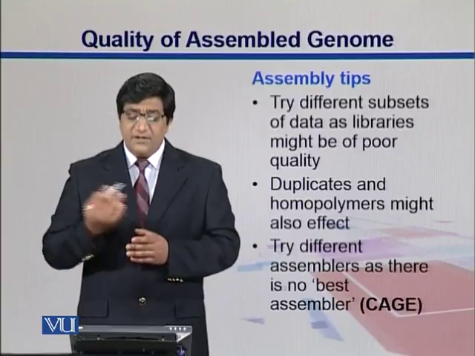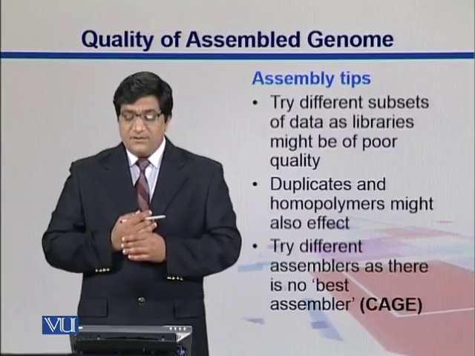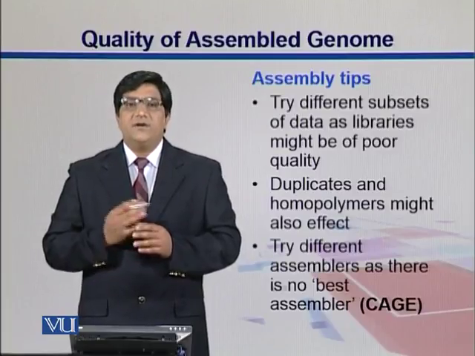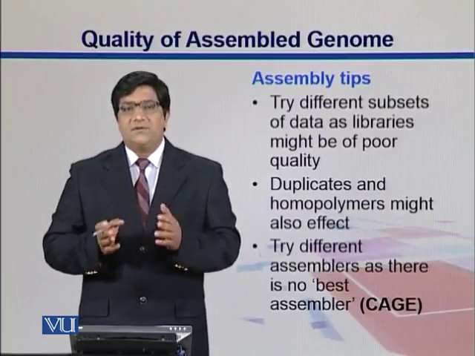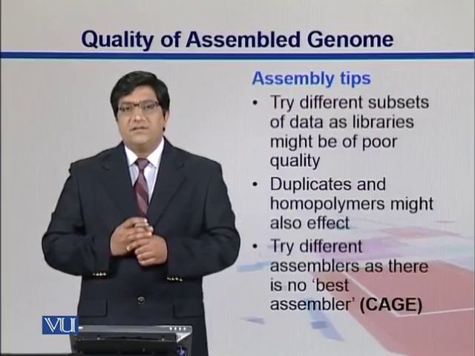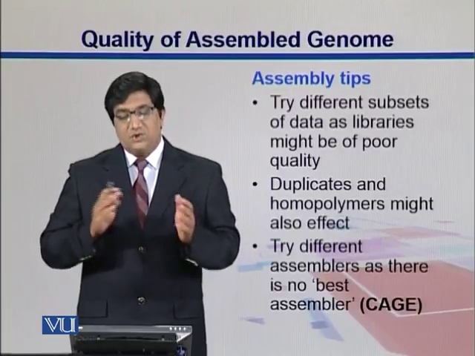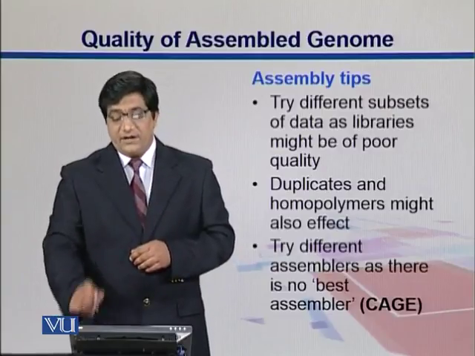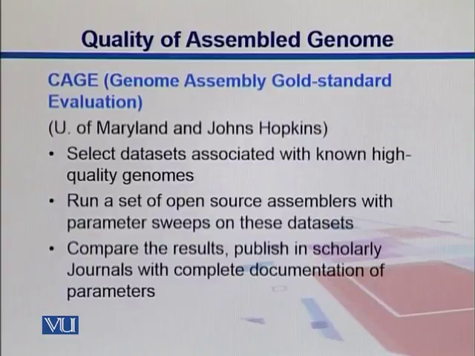We might remove duplicates and homopolymers, and we try different assemblers, because as per a competition organized, named CAGE, they say there is no good assembler or no best assembler. So try different ones and then in the end compare your results. Don't rely on one of them. CAGE is actually the Genome Assembly Gold Standard Evaluation. That was a venture of the University of Maryland and Johns Hopkins.